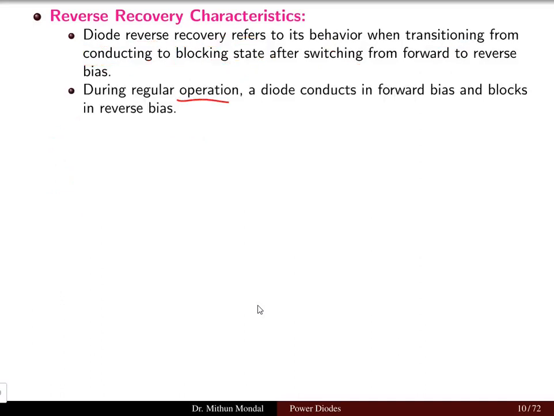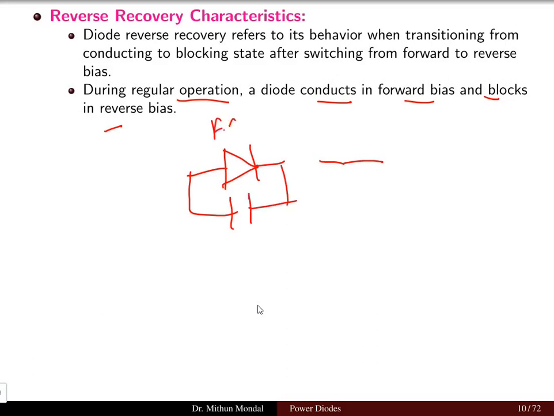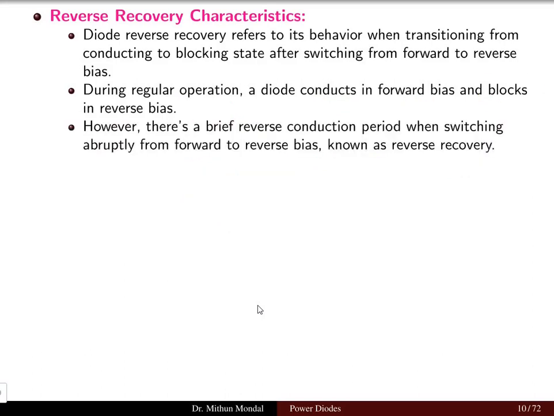During regular operation, a diode conducts in forward bias and blocks in reverse bias. We have seen that the diode acts as a closed switch when the anode is positive and the cathode is negative, which is known as forward biased. This is the basic operation of the diode. In reverse bias, it acts as an open switch and blocks the current. However, there is a brief reverse conduction period. This time period is very small, and this reverse conduction occurs when switching abruptly from forward to reverse bias, known as reverse recovery.